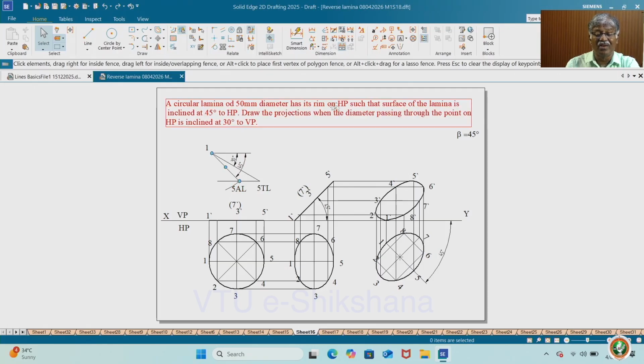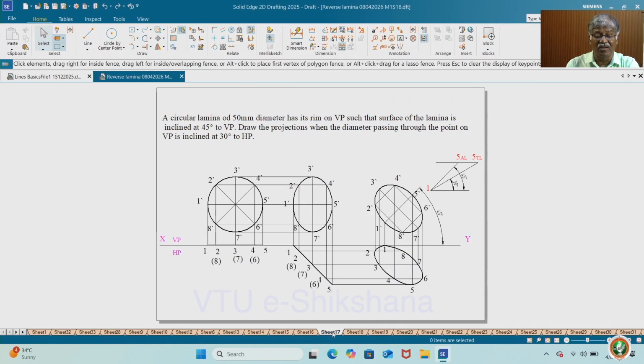See, here only I will read: a circular lamina has its rim on VP, such that the surface of the lamina is inclined at 45 degree to VP. Here HP is replaced by VP. Draw the projections when the diameter passing through the point on VP is inclined at 30 degree to HP. See, this is the solution. This is the reverse problem.